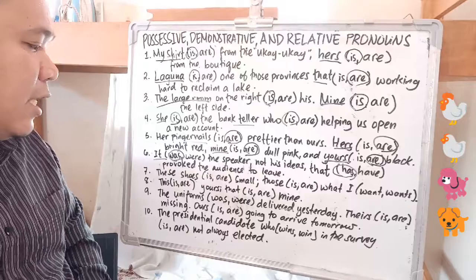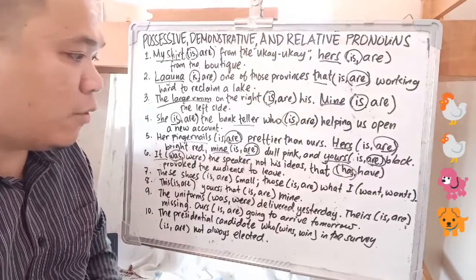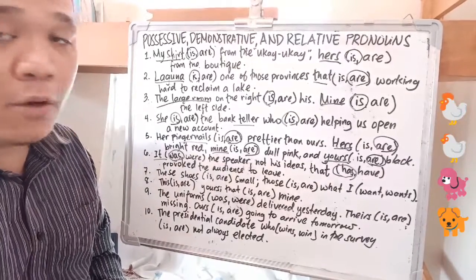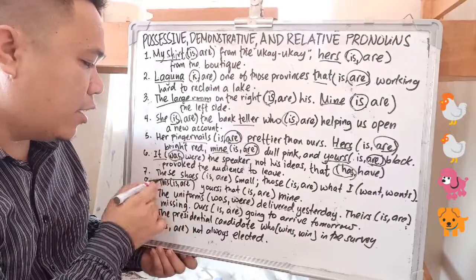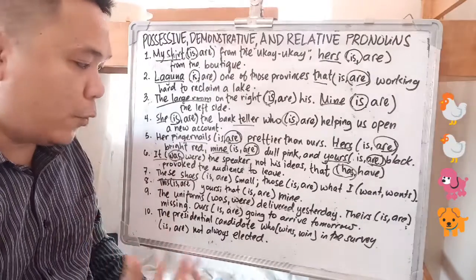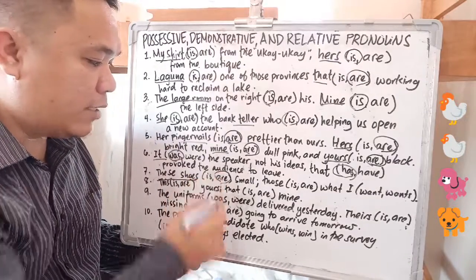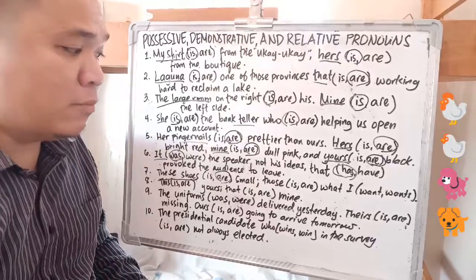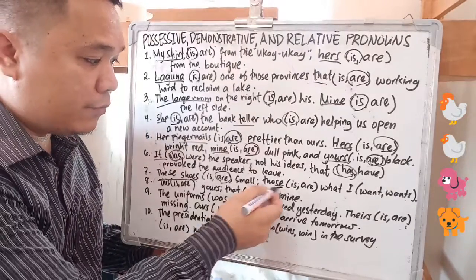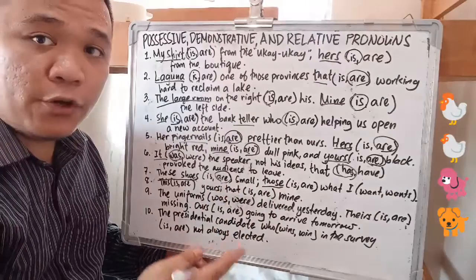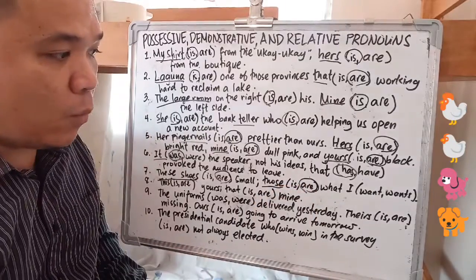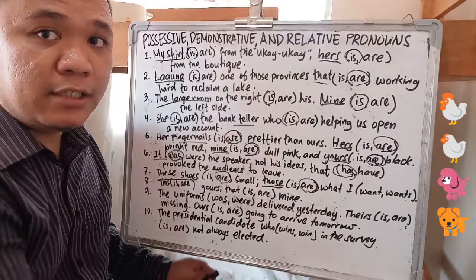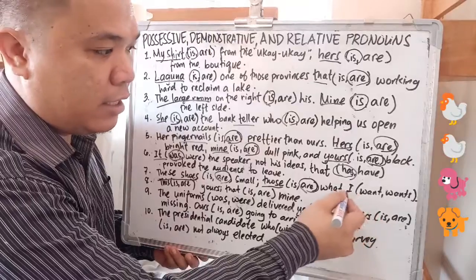Number 7. These shoes are small, those are what I want or wants. Now, our subject here, these shoes, is plural, and our verb is are. So these shoes are small. Those, it's very obvious, is plural, and requires a plural verb, what I want, not I wants.